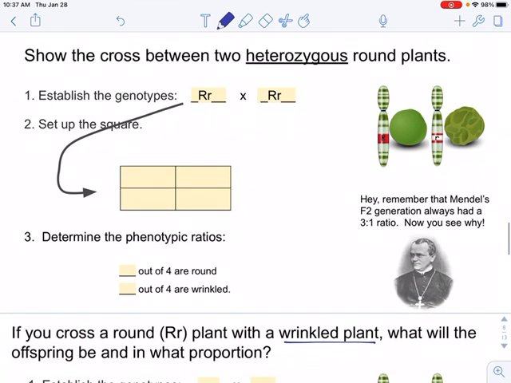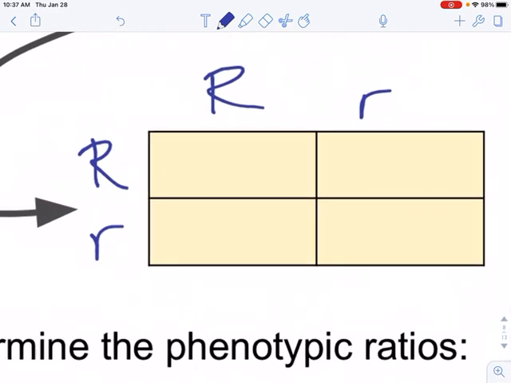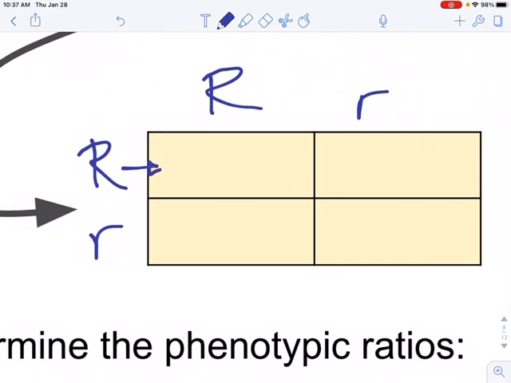Let's try another one. Now we're going to cross 2 heterozygous parents. So again, we're going to take this parent's alleles and write them at the side of our Punnett square. The second parent's alleles we're going to write across the top. Then we're going to carry those alleles into the box. This R goes into the box next to it. This R goes into the box next to it. Then we're going to bring this big R down into the boxes underneath it.